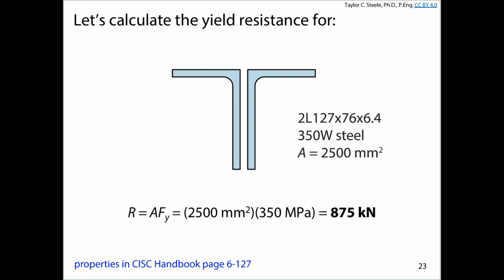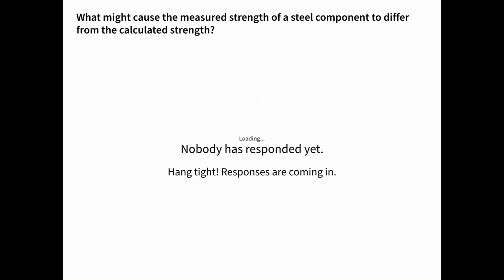We've got a yield strength that's specified, and we've got an area that's given to us. Here's a question. We just calculated a value. How certain are we that the strength is actually going to be 875 kilonewtons? And what might cause the measured strength, if we were to take 20 sets of those double angles and pull them apart, to be different than the value that we just calculated?